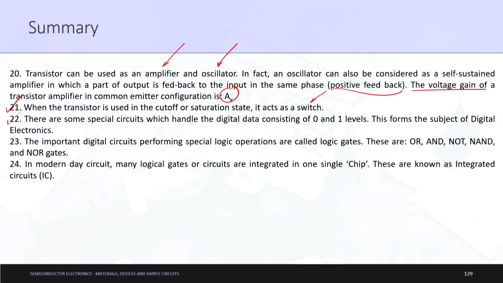So, next thing is that there are some special circuits which handle the digital data consisting of 0 and 1 levels. This forms the subject of digital electronics. The important digital circuits performing special logic operations are called logic gates. They are OR, AND, NOT, NAND and NOR gates. In modern day circuits, many logic gates or circuits are integrated in one single chip. They are known as integrated circuits.